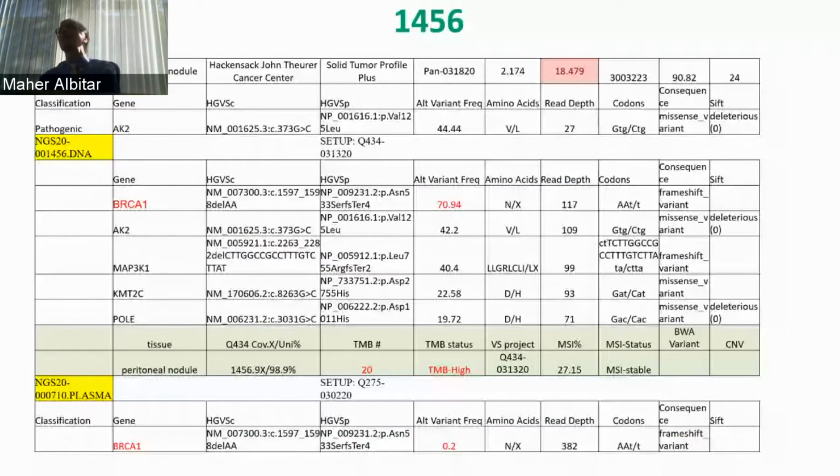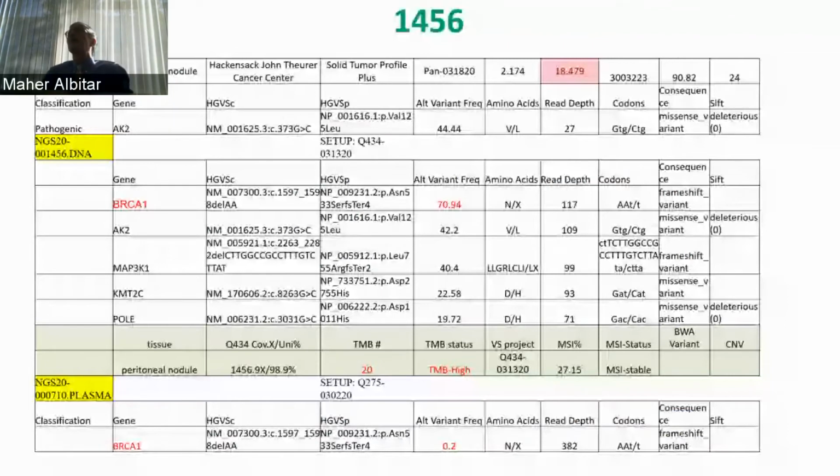So as you can see, we detect the mutations in the cell-free DNA, but at an extremely low level, as you can see, 0.2% variant allele frequency. This is very important because this implies that the BRCA1 mutation is a somatic mutation. It is not a germline mutation because it is detected only in the tumor and it is not detected in the cell-free DNA. And all these are very important pieces of information.